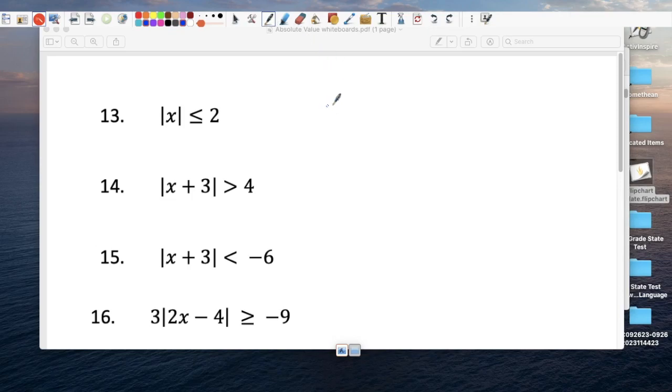Quite a few of these done, so we don't have too much. Let me start. So this one, what can I replace x with to make that inequality true? Well, you think about it.